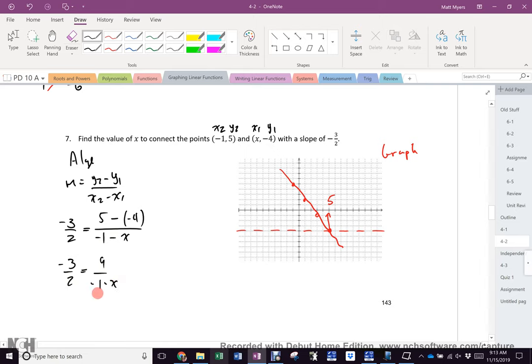Now what do I do every time in all of mathematics when you have something equals a fraction? Cross multiply. What is 2 times 9? 18 equals. I shouldn't be using red because I did the graphing in red. What is negative 3 times 1? Negative 3. Negative 3 times negative x? Positive 3x. What's your job? Isolate. 15 equals 3x. X equals? 5. And we knew x equals 5 because we did graphically first. That was easy.